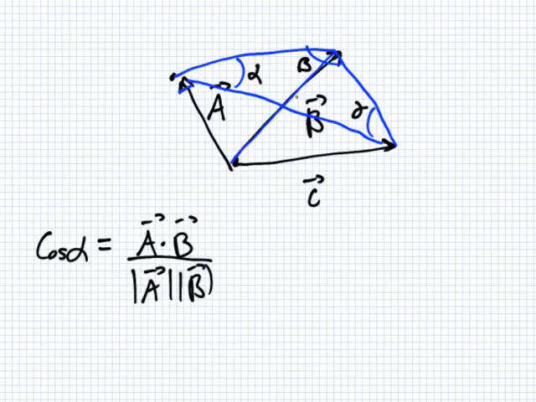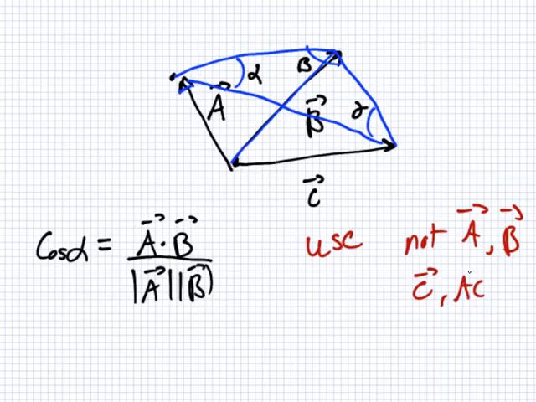You're half right. So what vectors do we use? You should use not A and B. What should you use? You're saying C and AC. That is not right. But so far it's the closest.